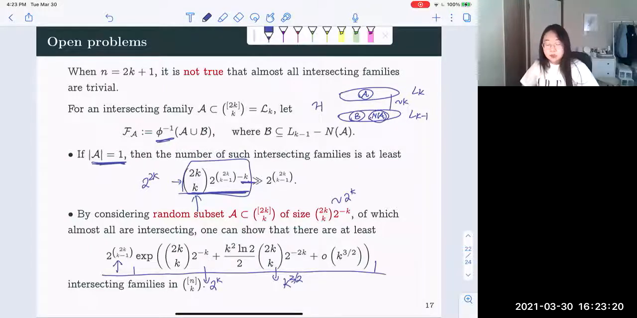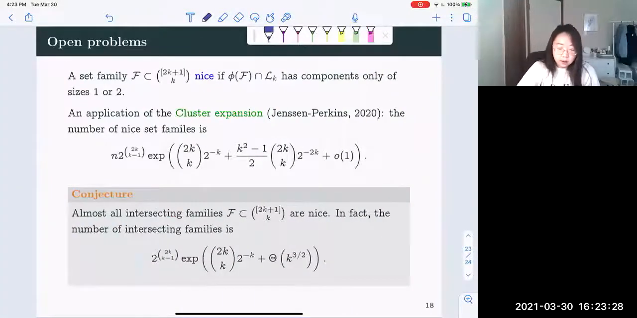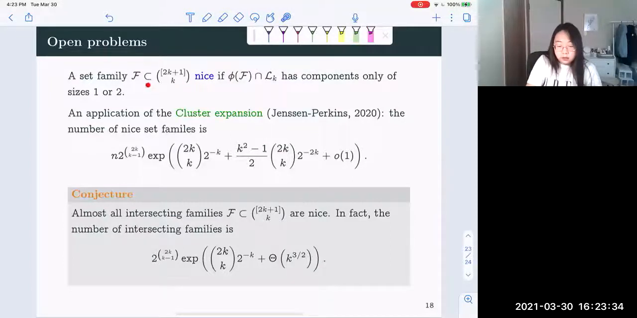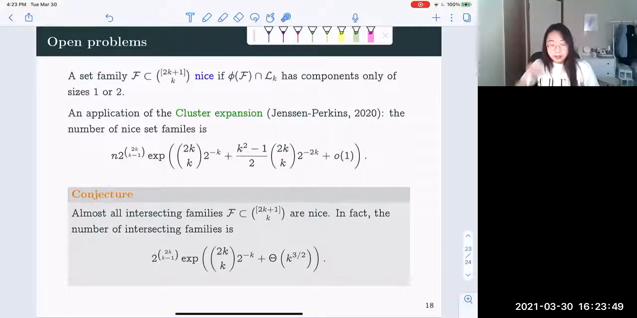So next, let me describe what we believe to be the typical structure, because we know the star is no longer typical. Okay. We say a set family is nice if we take this phi of F, that independent set, and intersect with the top layer, and this intersection only has components of size 1 or 2. And by an application of the cluster expansion, which is a recent tool developed by Jenssen and Perkins, we can show the number of nice set families is this many.